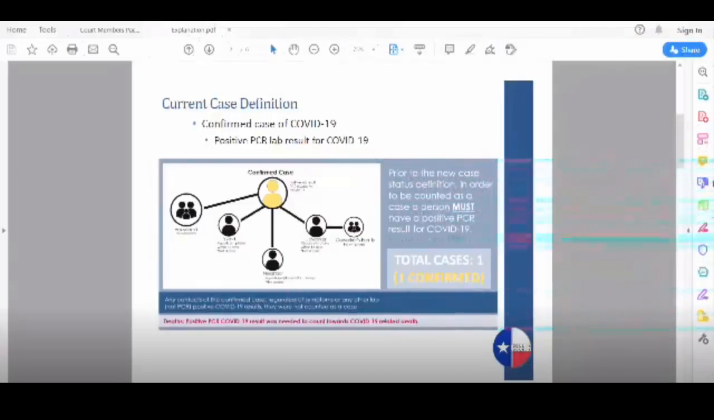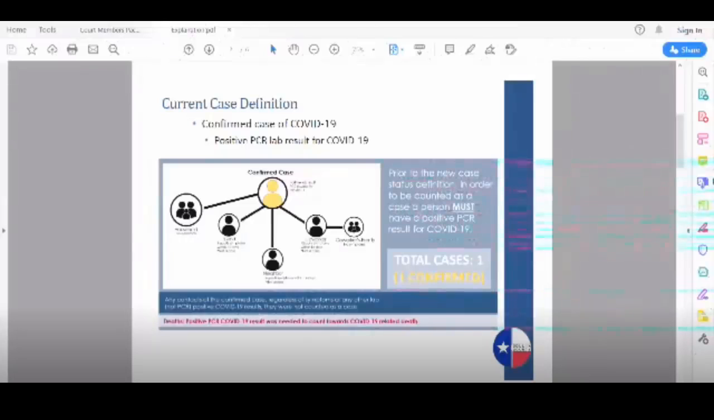So currently, a case of COVID-19 was considered confirmed if there was a positive PCR lab result for COVID-19. Meaning if they got the swab testing done and it came back positive, that would be what we counted as a case towards COVID-19. If you didn't have lab results, if you just had symptoms, we could not count you as a case. So regardless of the contact you may have had with a confirmed case or symptoms, if there was no testing, you were not counted as a case. So in this image, we have the confirmed case and their possible contacts, and the total cases out of this is only one.